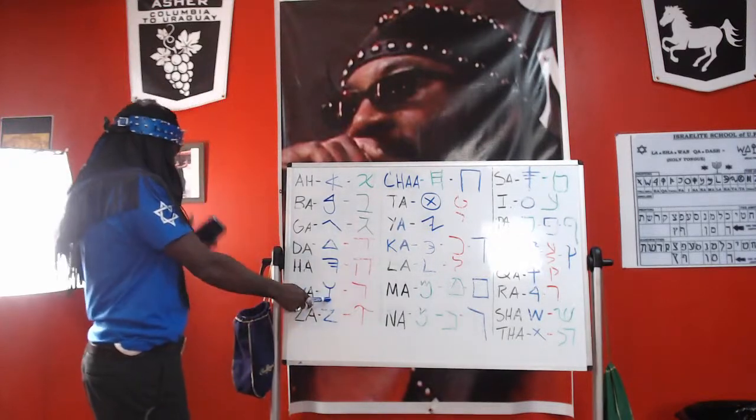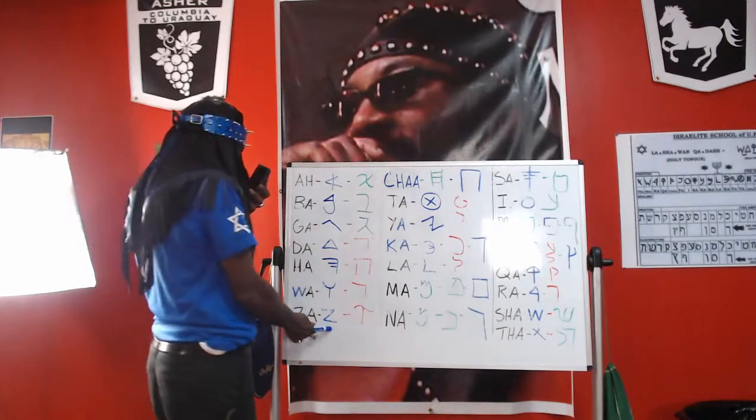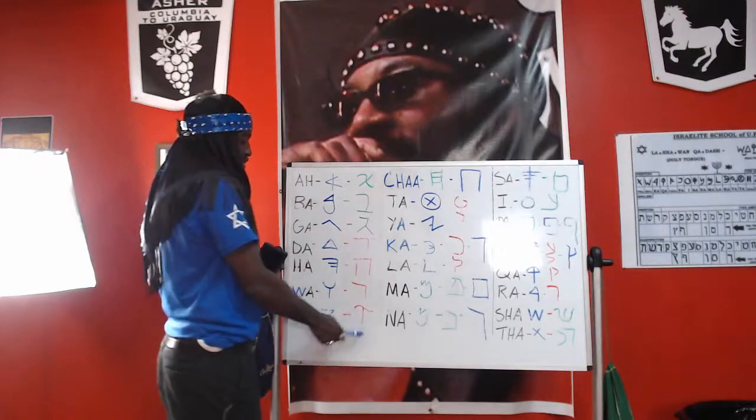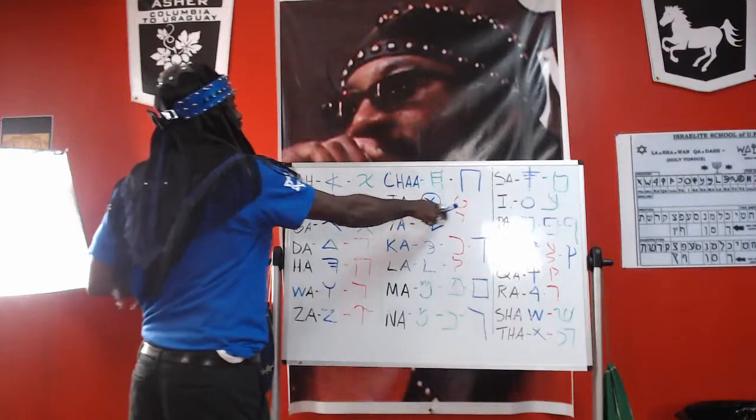Vav in the ancient, Vav in the Assyrian. Zayin in the ancient, Zayin in the Assyrian. Chet in the ancient, Chet in the Assyrian.